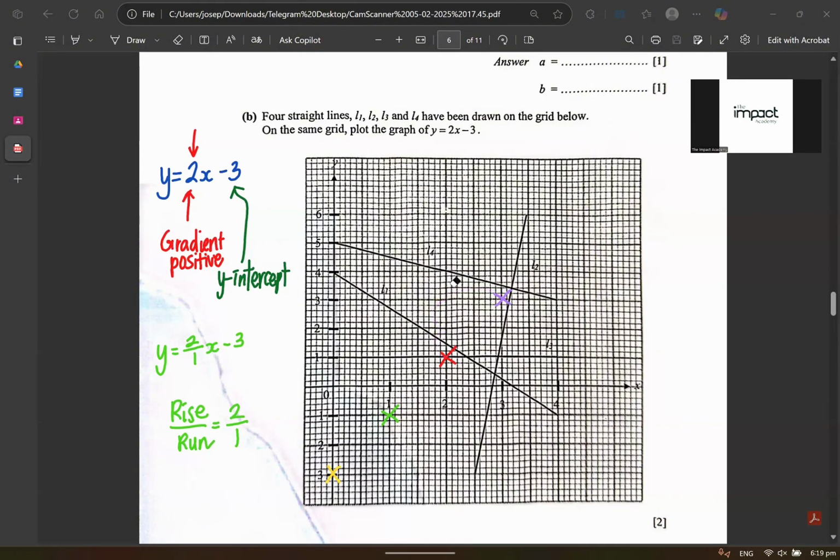All right. So then what you want to do is you want to connect the dots. You can see how I did it. Chloe, if you're watching, this is for you.